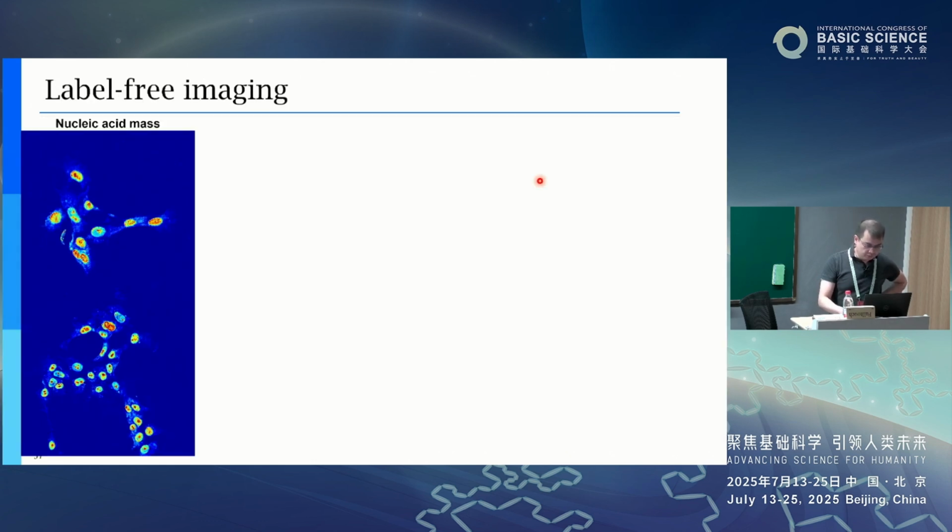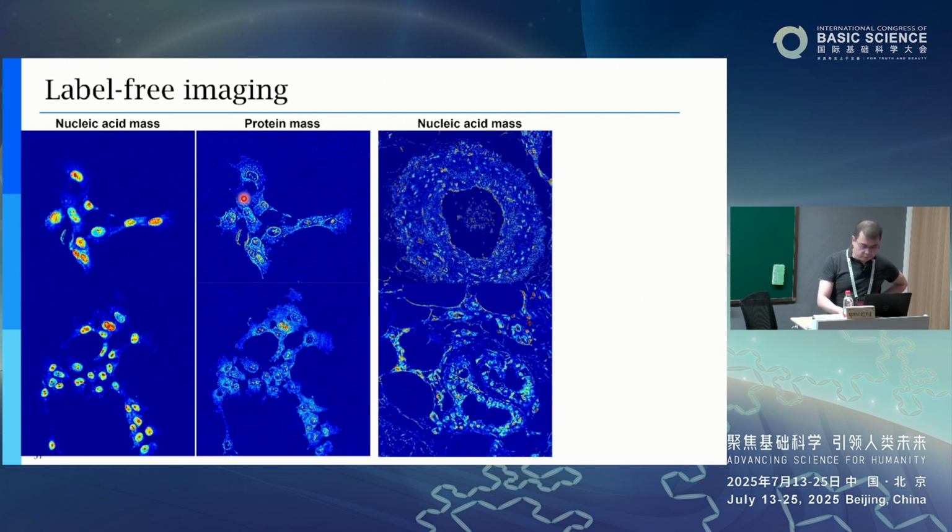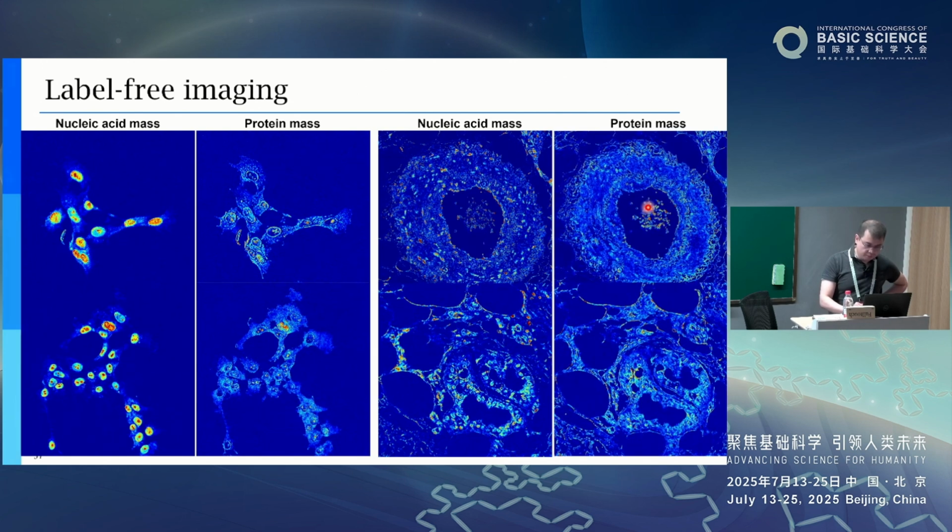So this is again label-free imaging, and we can perform nucleic acid mass imaging. This one is related to DNA, and this one is related to the proteins. Without labeling, we can perform this differential imaging. So this is the nucleic acid mass, and this is the protein mass for this tissue section.